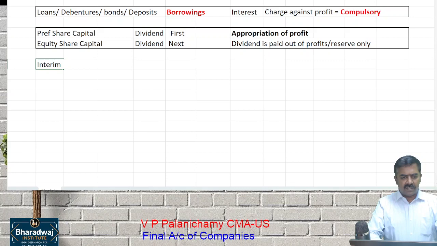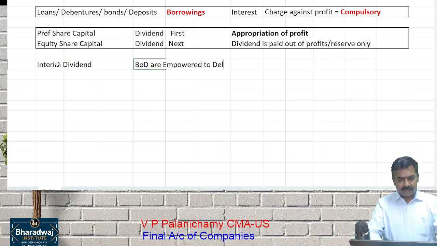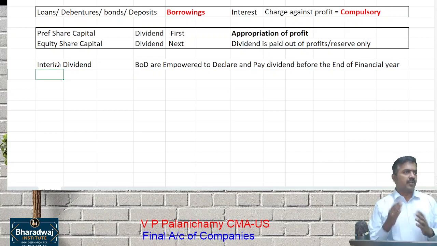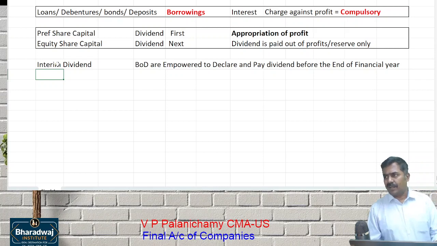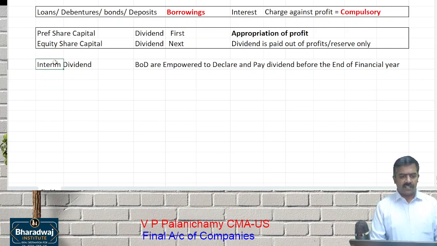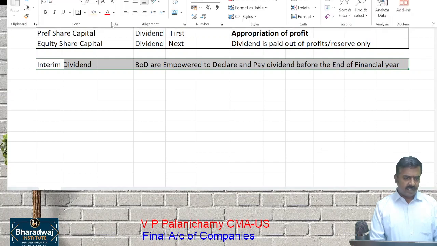Now, there are two types of dividend we have seen. One is called interim dividend. What is interim dividend? Board of directors are empowered to declare and pay dividend before the end of financial year. Before 31st March, before closing the books of accounts, the board of directors see a very good profit. They have the power to declare and pay the dividend. Who gives the power? Articles of Association. In the Articles of Association, you will have power to the board of directors to declare and pay the dividend. That is called interim dividend.